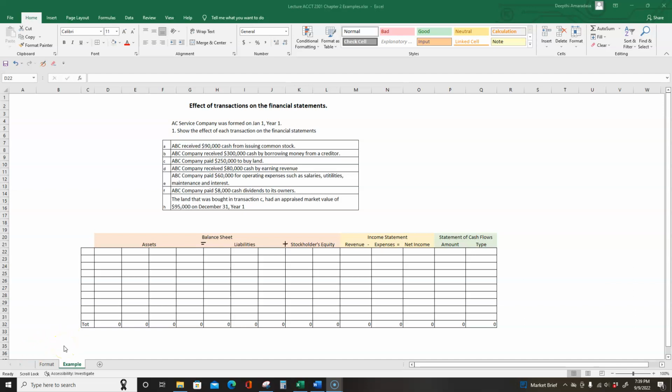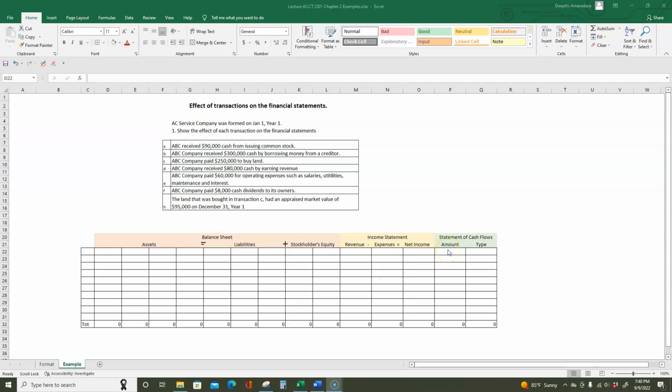For most of the course, we're going to look at different types of transactions and see how they affect the financial statements. The three financial statements we're going to look at are the balance sheet, and you know that the balance sheet has assets, liabilities, and stockholders' equity. We're also going to look at how each transaction affects the income statement. You know that the income statement is where you have your revenues minus expenses giving you net income. And then finally, we're also going to look at the statement of cash flows.